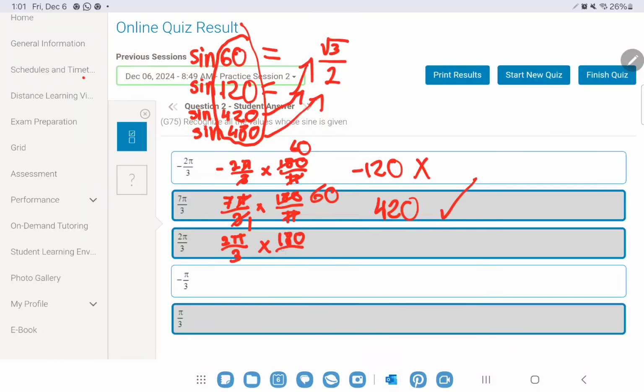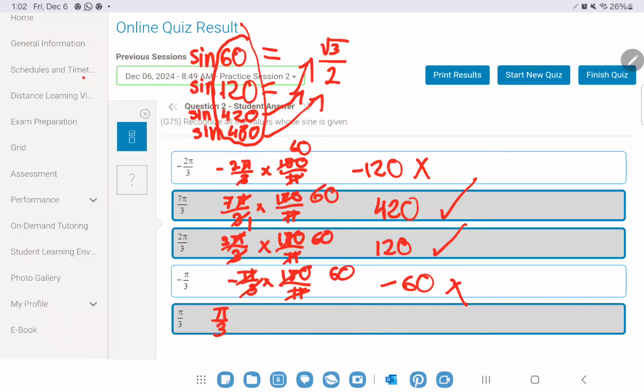2 pi over 3 times 180 over pi. 60 times 2 is 120. Is 120 one of the angles that give us radical 3 over 2? Yes, it is. Negative pi over 3, I'm going to tell you from now, is going to equal negative 60. So negative 60, is it one of the angles? No, it's not. Now pi over 3, the normal one, is going to be 60. Let me just solve it really quick. And it is one of our angles that make the radical.